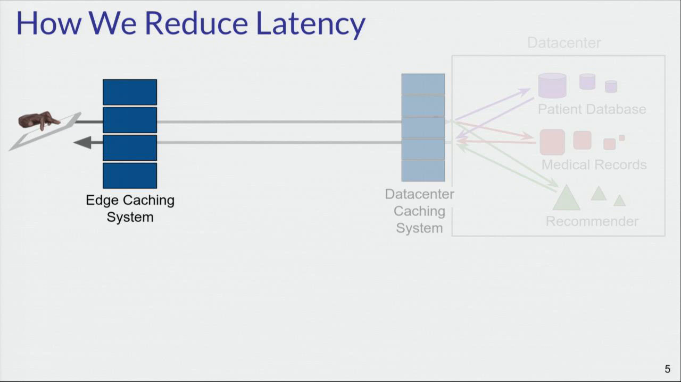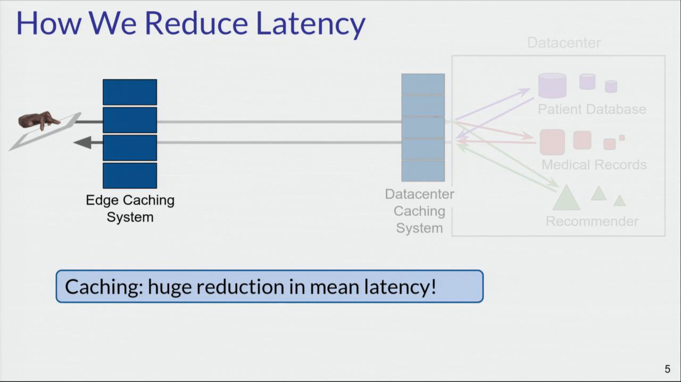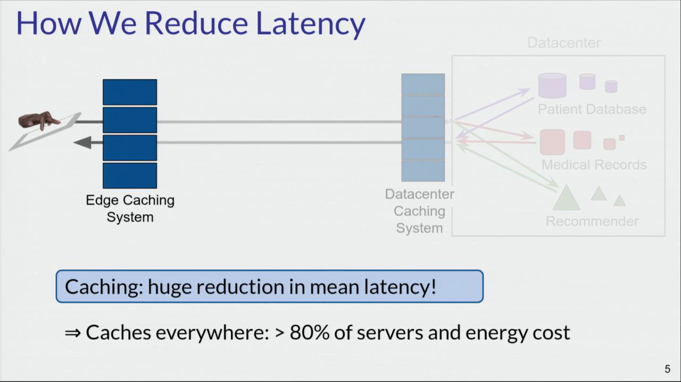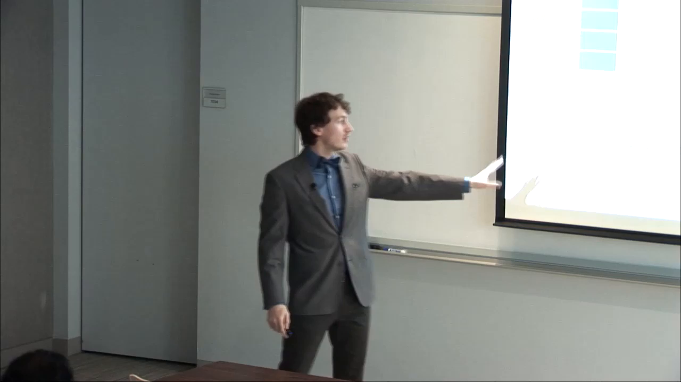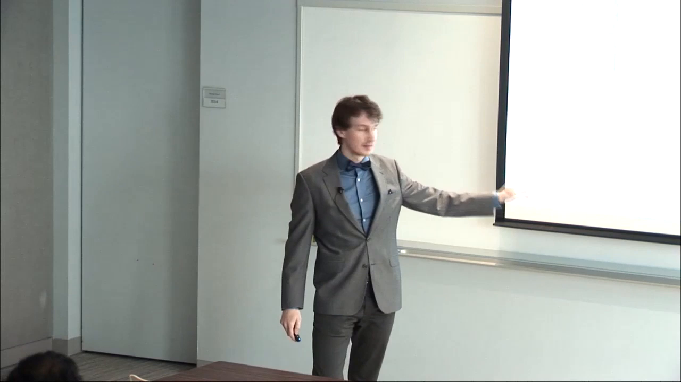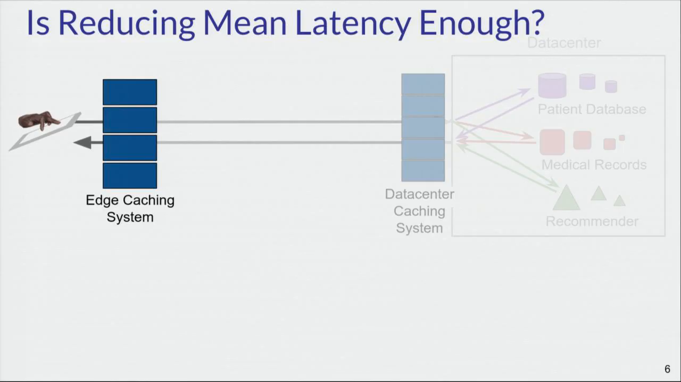Super successful. It has given us probably an order or two orders of magnitude in reducing the mean latency of user perceived requests. Today, that gives us caches everywhere. Recently, I was looking at how Facebook's content delivery works, and more than 80% of all of their energy costs goes into caching systems. It's not so much the backends; we've built so many of these caching systems in front, that's where all our resources go. Now, you might say, with all of these resources, is reducing the mean latency what these caches give us, is that enough?